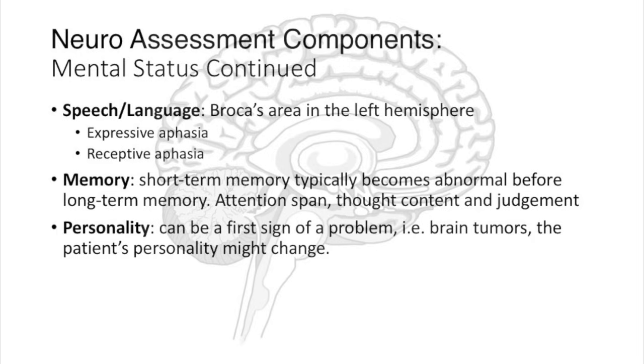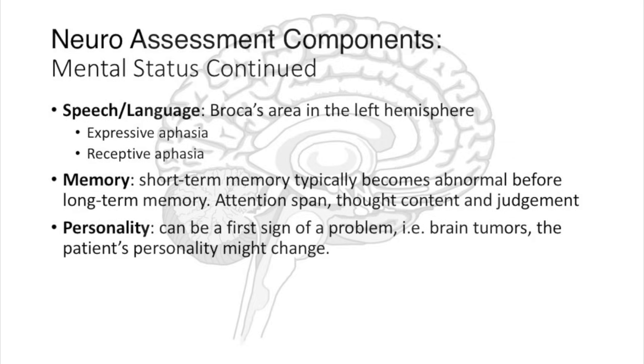Memory is the other component. Short-term memory typically becomes abnormal before long-term memory. Attention span, thought content, and judgment also can be affected. This is why people can remember their family members and where they lived, and not remember you walking in the room and giving them their medications earlier that morning.